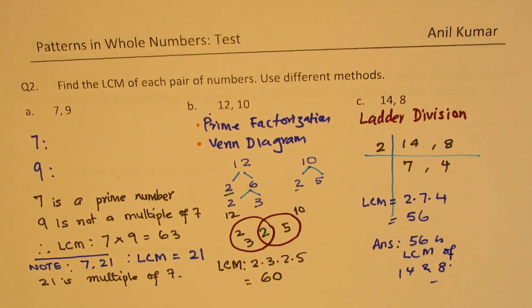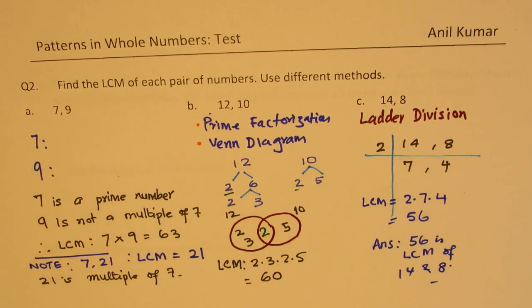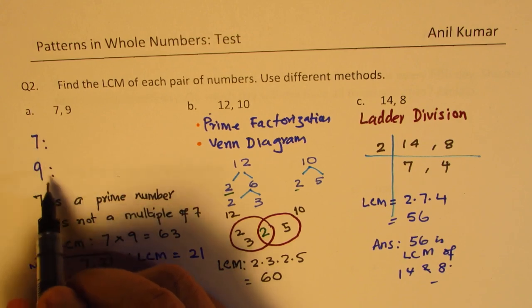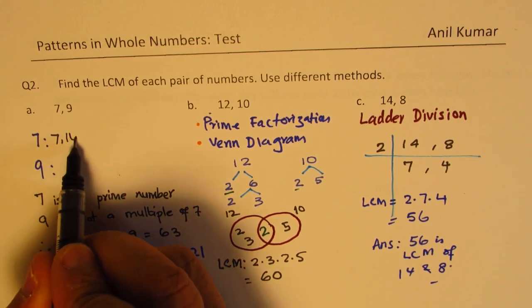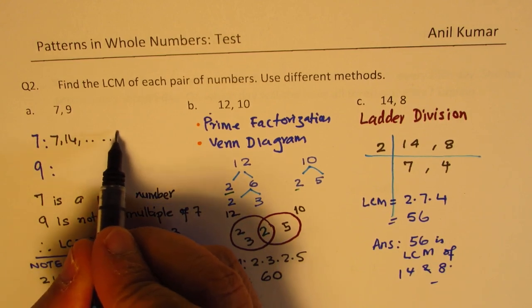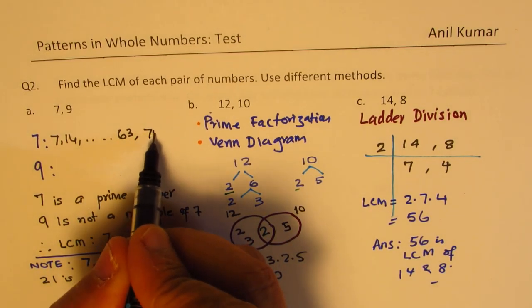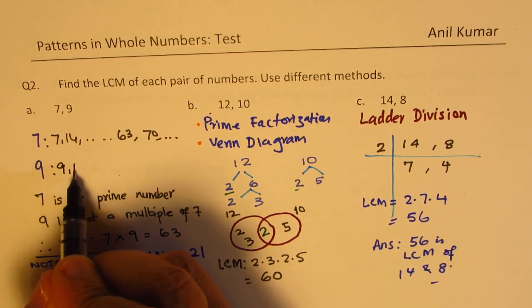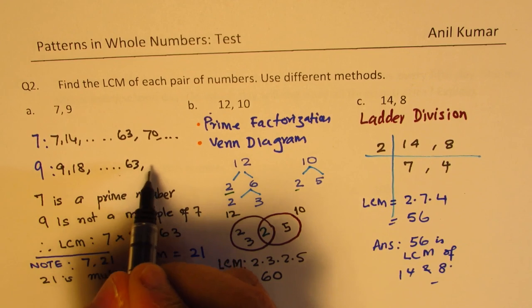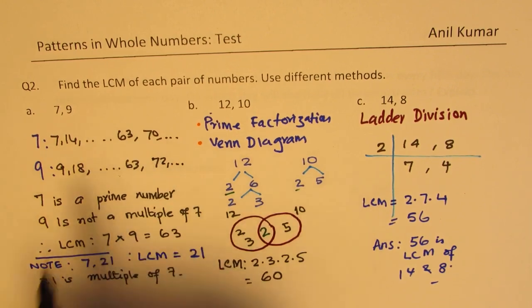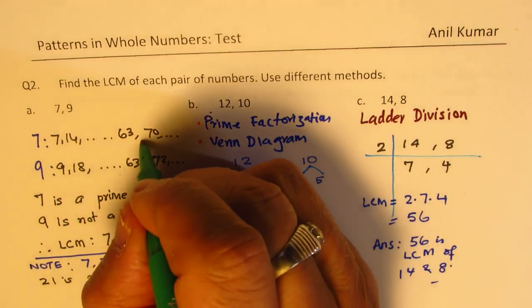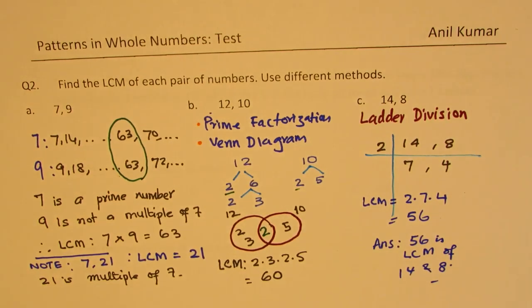I hope with this, how to find the LCM of two numbers is absolutely clear. You've learned different ways of finding common multiples. The first method was to list all the multiples. For example, I could have gone 7, 14, and so on. We'll definitely get 63, and then 70 and so on. For 9, we could have written 9, 18, and so on. 63 was common, and then we have 72 and so on. When you list the common multiples, the first common one becomes your lowest common multiple.